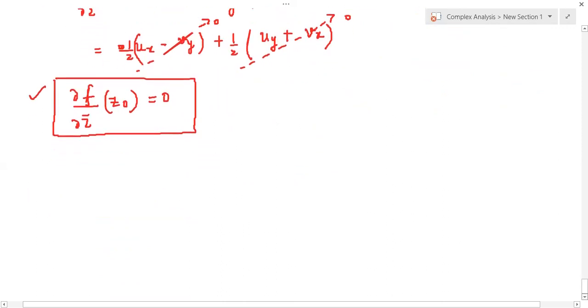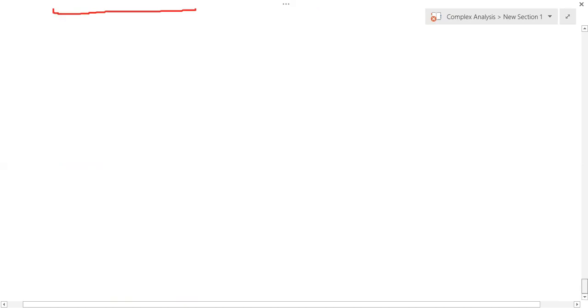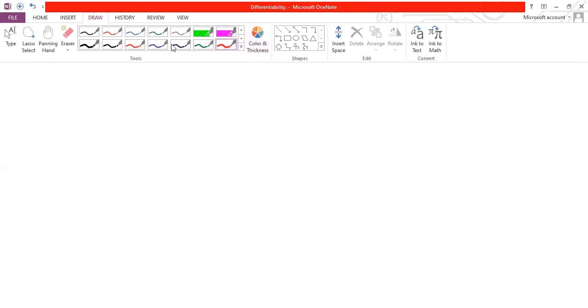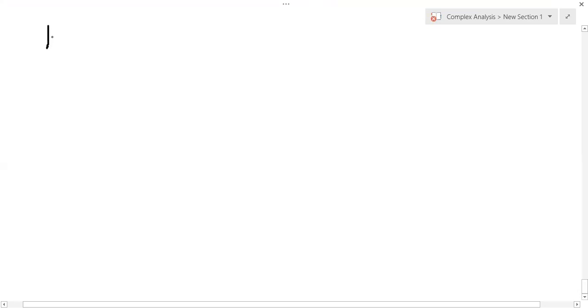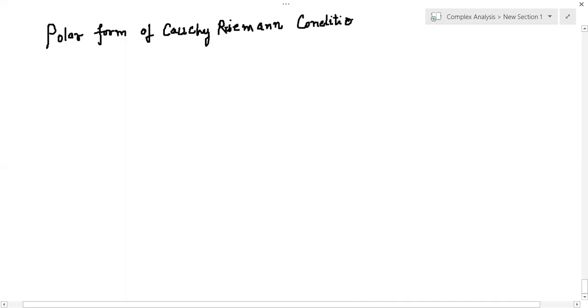Now coming to the important conclusion that I told you. Before that, let us do one more thing, that is the polar form of Cauchy Riemann condition. And then before ending the lecture, I'll wind it up by writing the sufficient conditions. So, the polar form of Cauchy Riemann conditions.